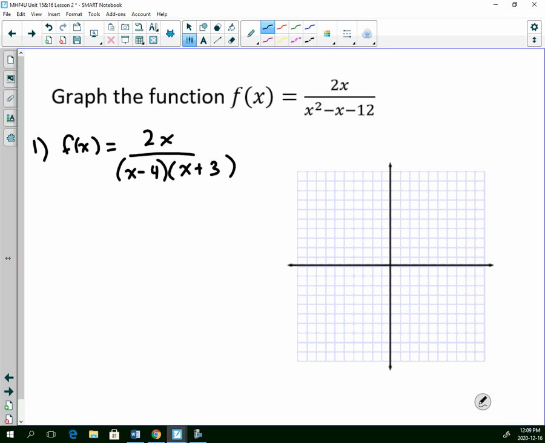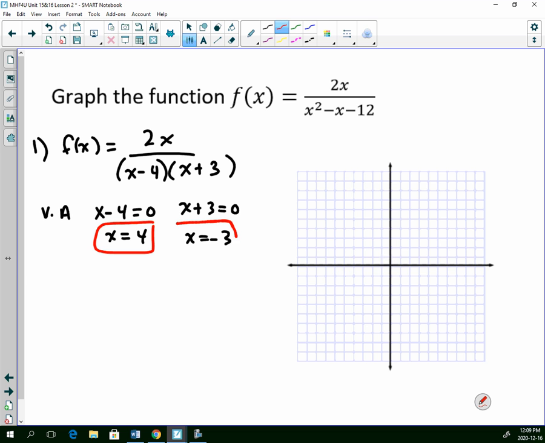Okay, so once I have it factored, I can determine my vertical asymptotes because I know the denominator cannot equal 0. So either x minus 4 cannot equal 0, so 4, or x plus 3 cannot equal 0, and the other one's at -3. So I have two vertical asymptotes in this question. Okay, so I'm going to start my graph by drawing those onto my grid. So I've got one at 4, and then I've got one at -3.